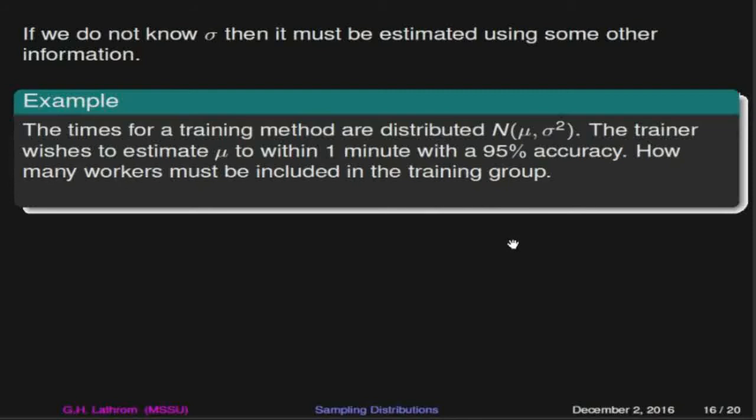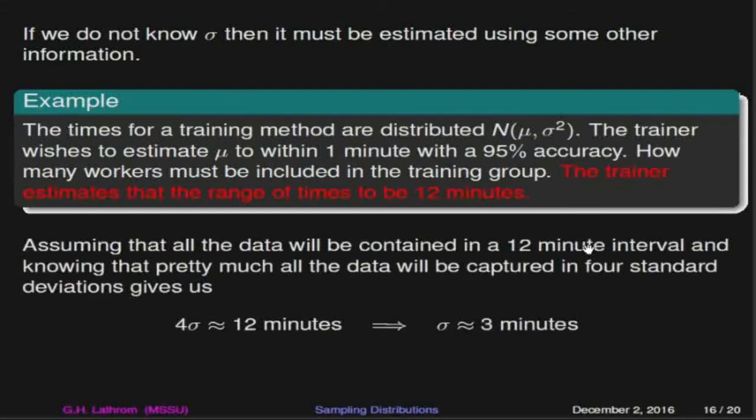And so problems will then have to give you more information, such as the trainer estimates that the range of times is going to be about 12 minutes. And that gives us the extra information that we need in order to estimate sigma. So how do we do that?